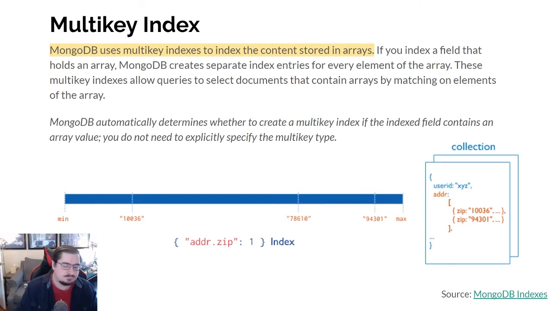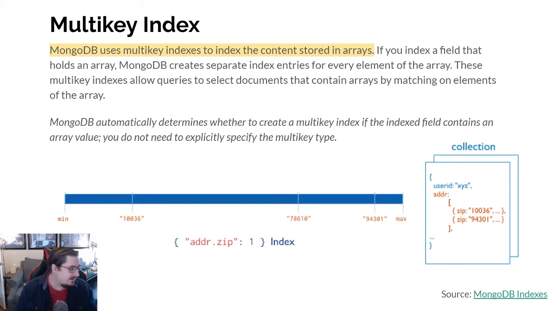Got it? So, for instance, in here, the index needs to point, say, 100.100.36.94.301. Both of those point to this user XYZ. So there's actually two entries in the index for the same document because of this sort of structure.